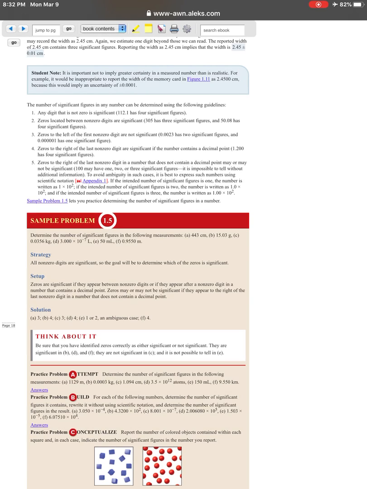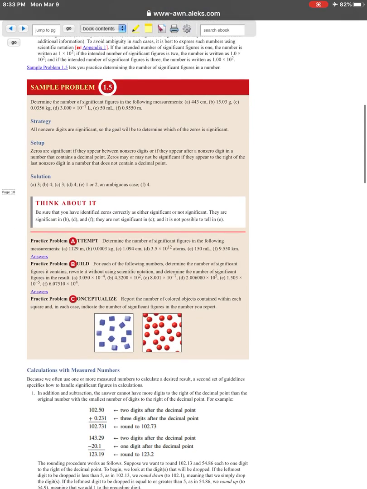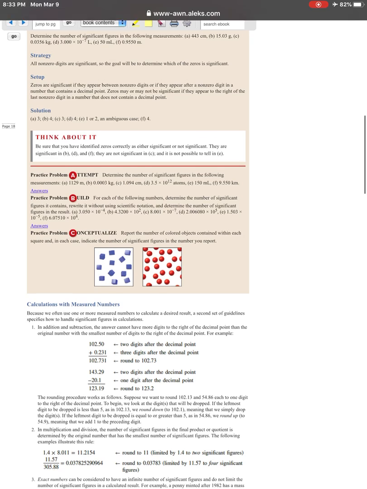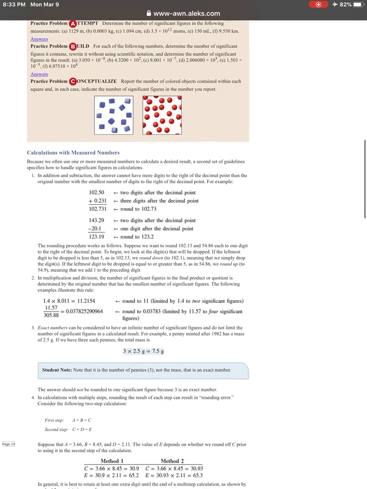F, 0.9550, the 0 on the left doesn't count because that's to the left of the non-zero. The 0 on the right, well, there is a decimal point. If there is a decimal point, then you go to rule number 4. If there's a decimal point, 0 to the right counts. So 4 sig figs. And so there you go. So that's sample problem 1.5. You can try the practice problem A and B, and that'll give you an idea there.